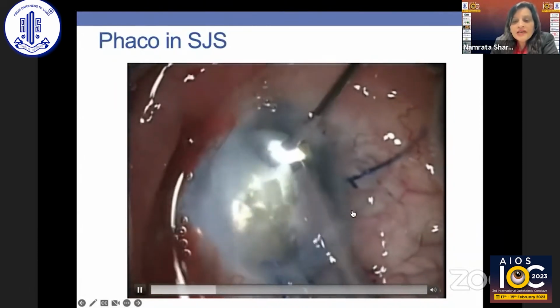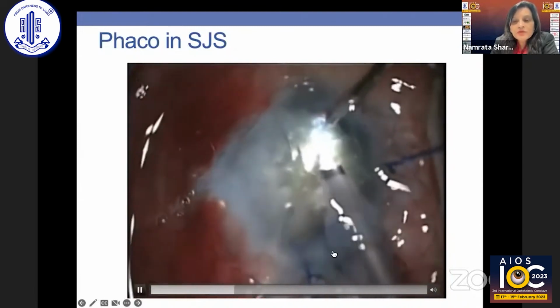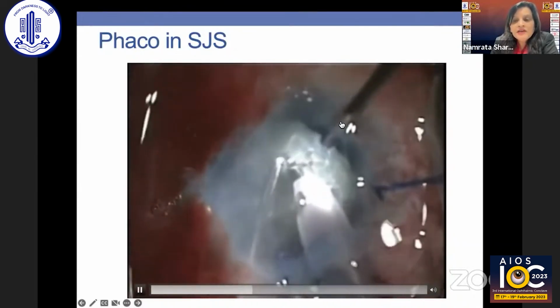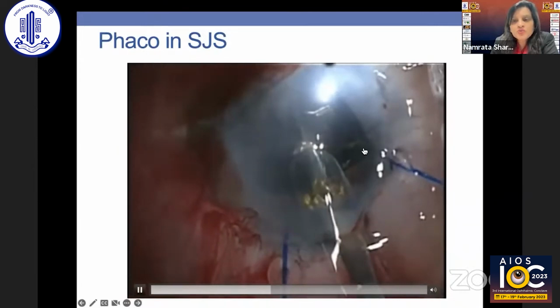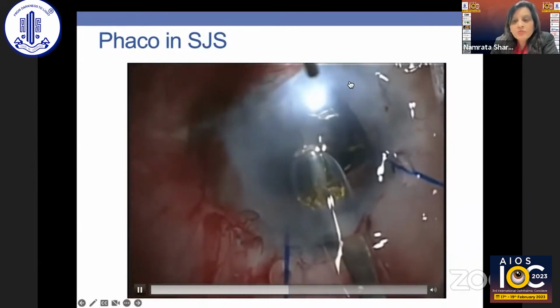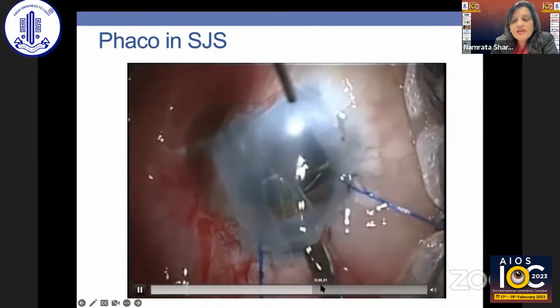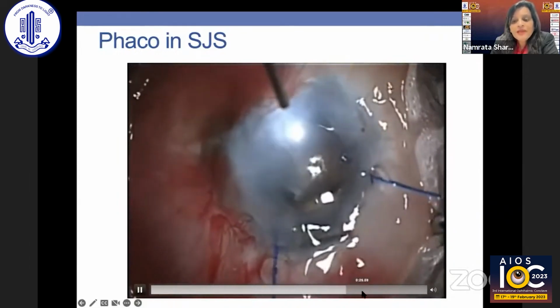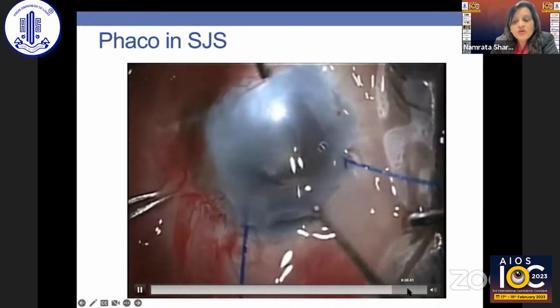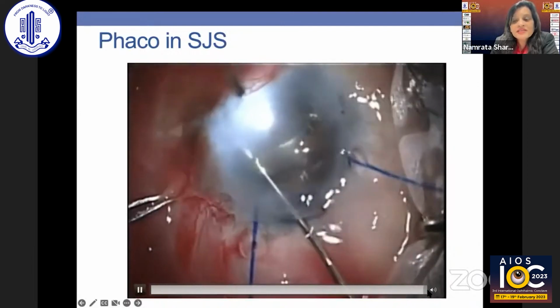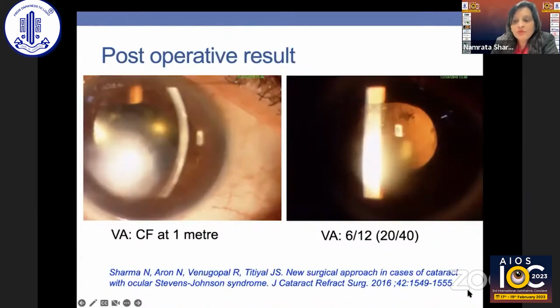So here, again, the nylon hooks are used. It's a temporal incision. The endoilluminator is put inside the eye to see where you have to chop. And now it is put outside the eye to see where you have to put the intraocular lens. And these cases also, again, will not get 6x6 vision, but the patients would become ambulatory.